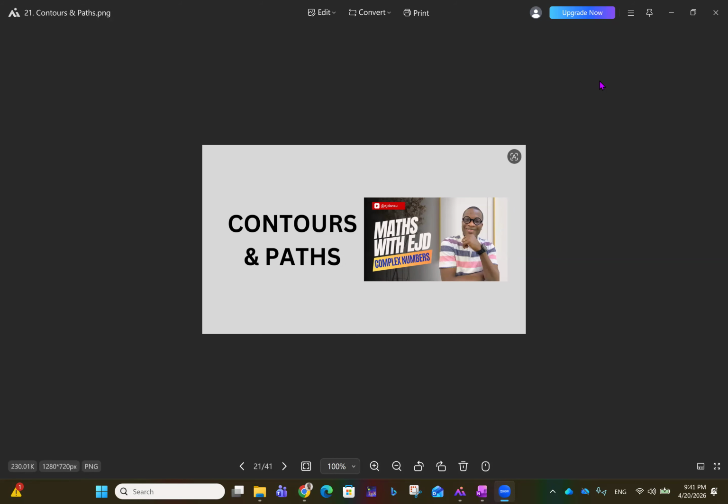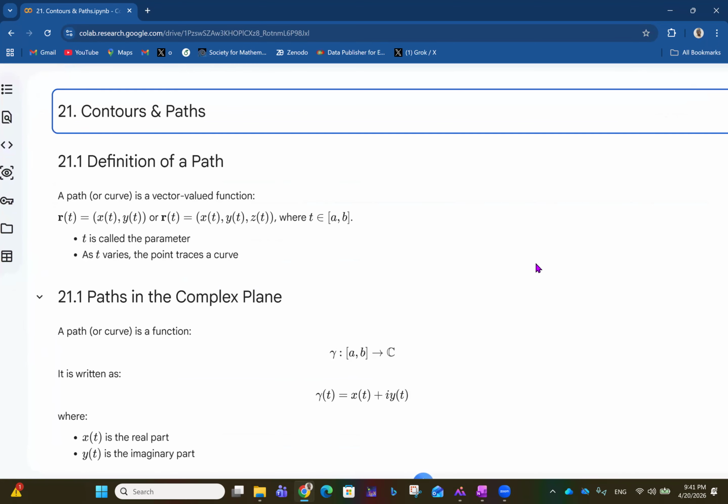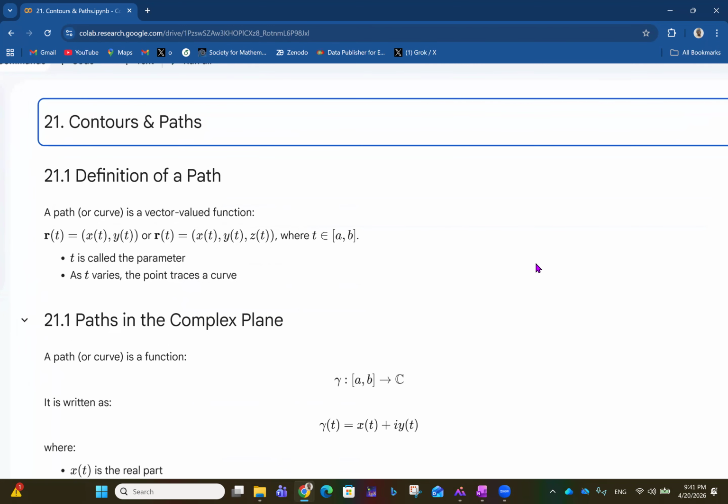This video marks the beginning of complex integration as we continue with the complex numbers playlist. We'll be talking about contours and paths. You know that the complex plane is a two-dimensional thing, right? So that's why it's possible to talk about contours and paths.